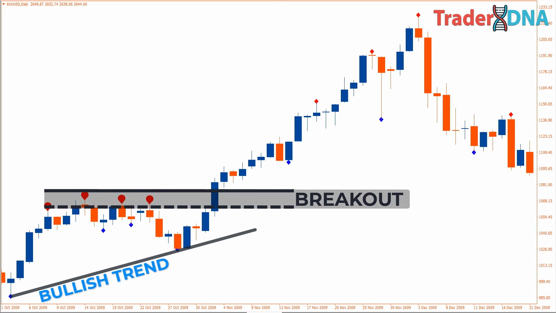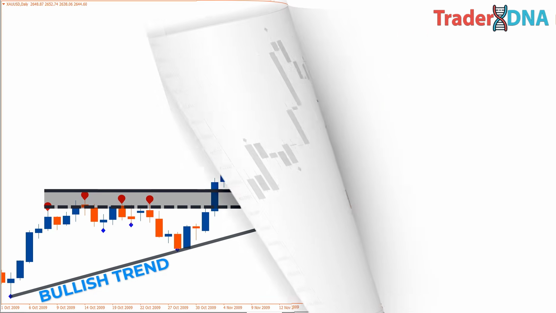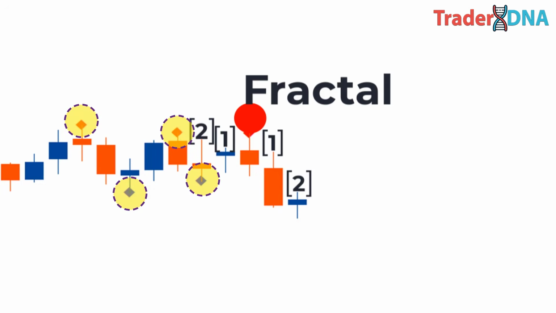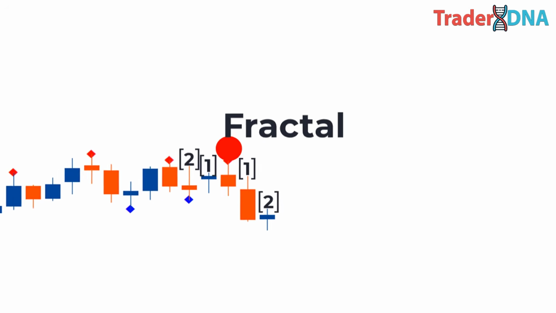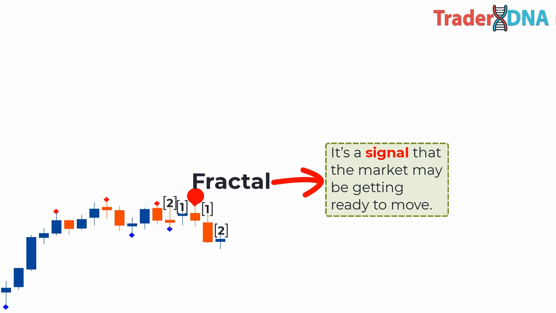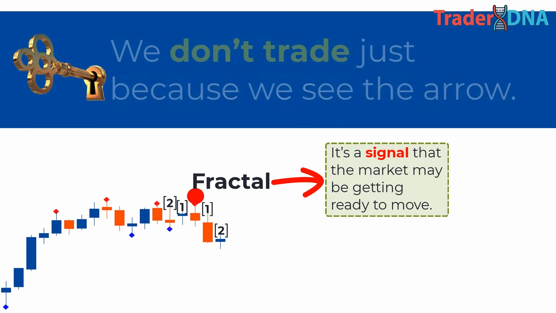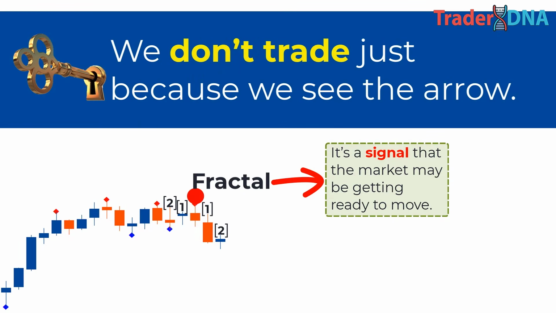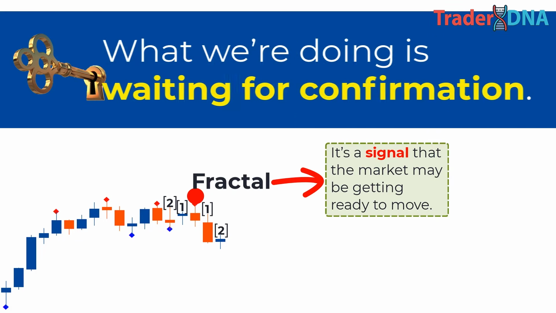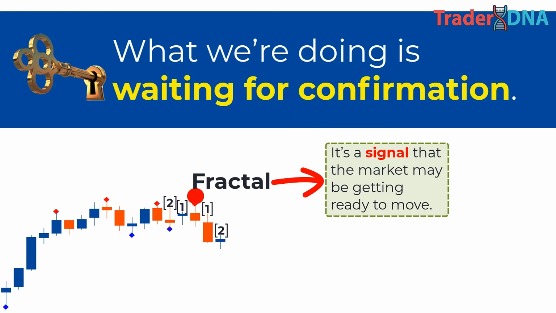A fractal arrow doesn't just pop up out of nowhere. It's formed only after 2 candles have closed on either side of a key candle. So when you see a fractal arrow appear, it means something important just happened. It's a signal that the market may be getting ready to move. But here's the key. We don't trade just because we see the arrow. That's where most beginners mess up. What we're doing is waiting for confirmation. And that makes all the difference.